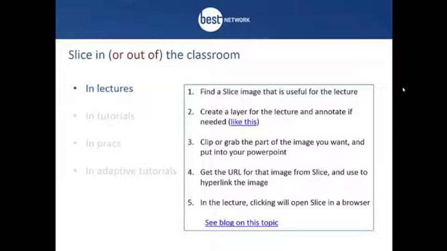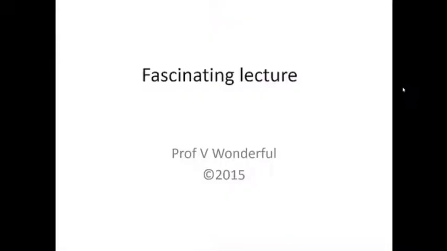Then the next thing is to just grab a screen grab of that image that you're showing in the Slice browser, and simply paste that into your PowerPoint and get the URL that's unique for that layer and that image and that zoom and that magnification, and paste it as a hyperlink into that image. So I'll show you what happens once you've done that. And in that last slide, you might have noticed there was a reference to a blog post which will be available, which describes this in more detail.